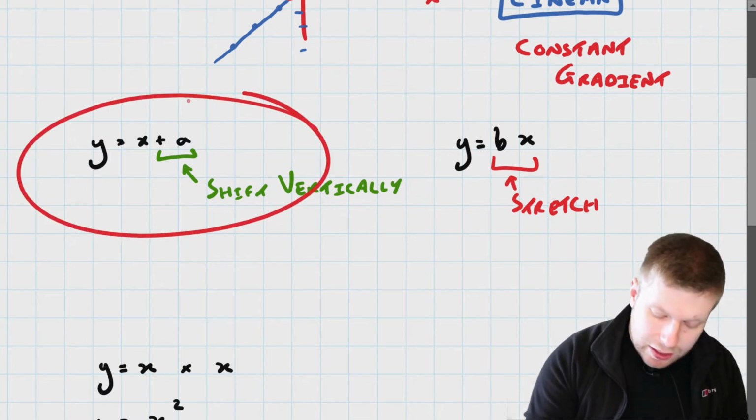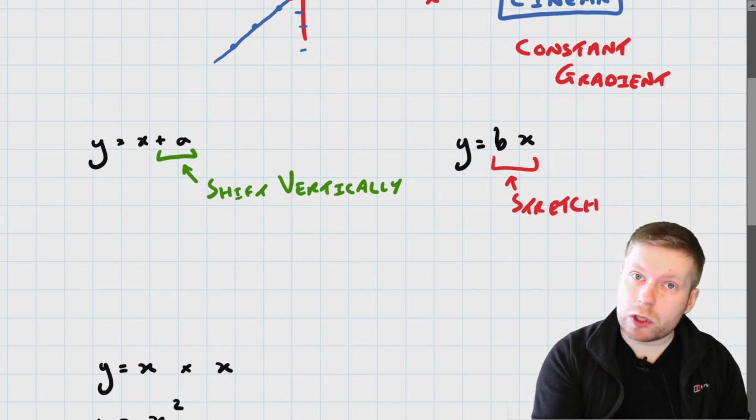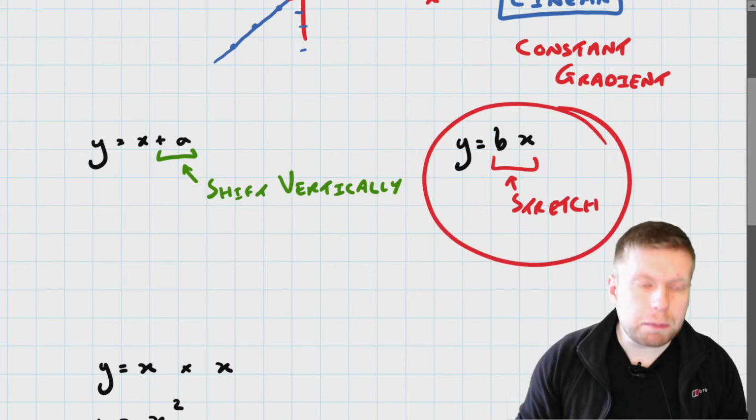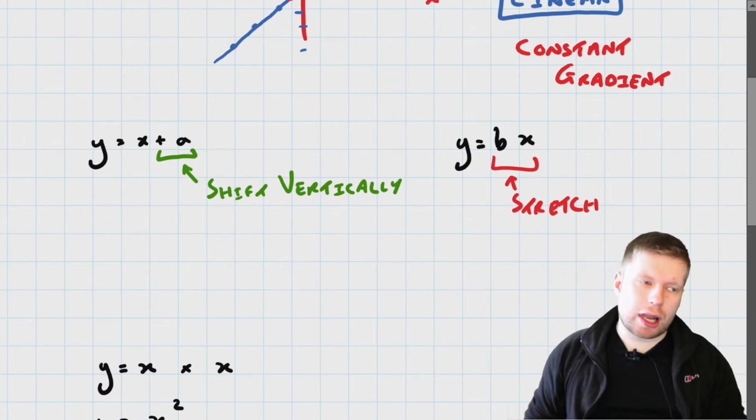So if we add some particular value to our linear graphs, we basically move it up or down. We saw that on Geogebra, right? And also if we multiplied that linear graph by some value, we get a stretch. We make it steeper or we can make it shallower, okay?